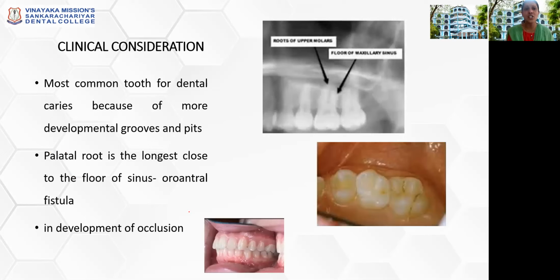Coming to clinical consideration, because of the presence of pits, fissures, grooves, it is more prone to dental caries, mainly pit and fissure caries. And because of the longest root, the palatal root is in close approximation with the floor of the sinus. So any infection can rupture the floor of the sinus, and the infection may spread to the maxillary sinus. And as it is a keystone of occlusion, it mainly helps in the development of occlusion and helps in maintaining the vertical dimension of the maxillary and mandibular arch.